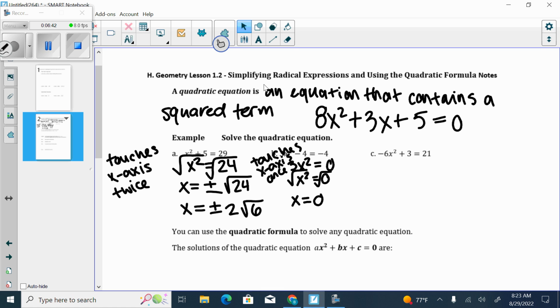Okay, let's look at example C here. What are we doing first? So I have negative 6x squared equals, nice. And then what are we going to do? And what is 18 divided by negative 6? Very good. And then our last step here would be to take the square root. Very good. Okay.